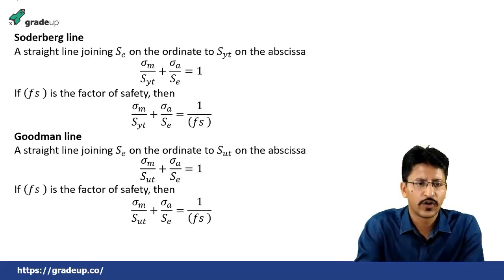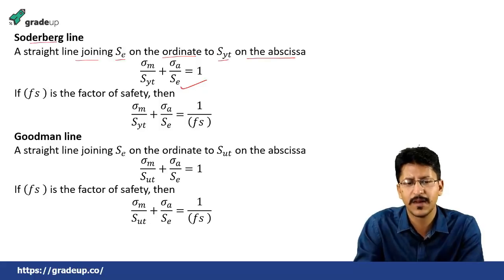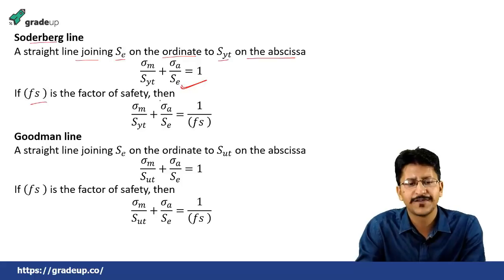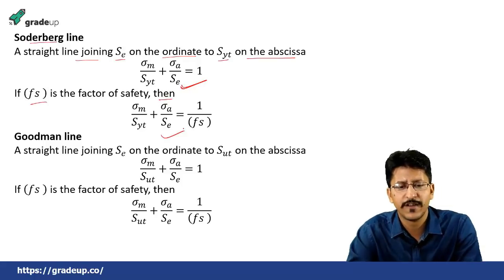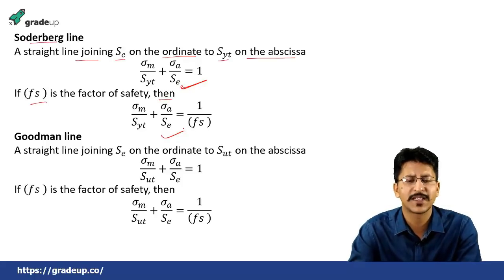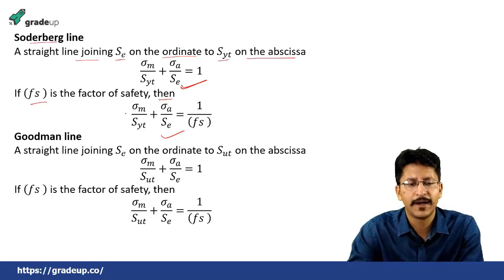See this, the Soderberg line. The Soderberg line is a straight line joining SE on the ordinate, that means y-axis, and SYT on the abscissa. So this equation becomes like this. This is a simple geometrical equation, and if Fs is the factor of safety, then the Soderberg equation will become like this. There is nothing much to be explained on this. This is sigma mean stress, and this is stress amplitude.